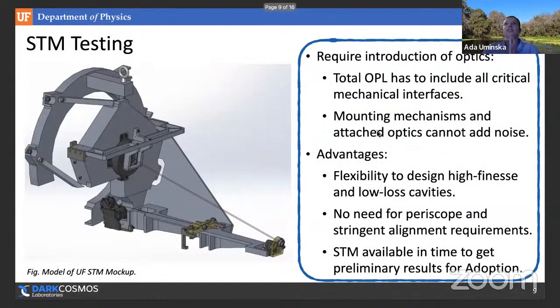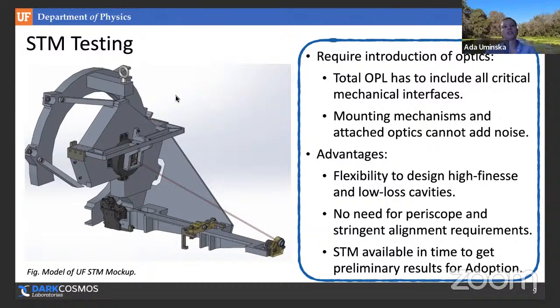And now, how are we going to do that? We still wanted to introduce optical cavities to the model. Here on the left is our UF STM mockup. We use it primarily for fitting of mechanical components and testing alignment. However, we do all of the design studies on the actual STM model. We also show this one due to NDA.